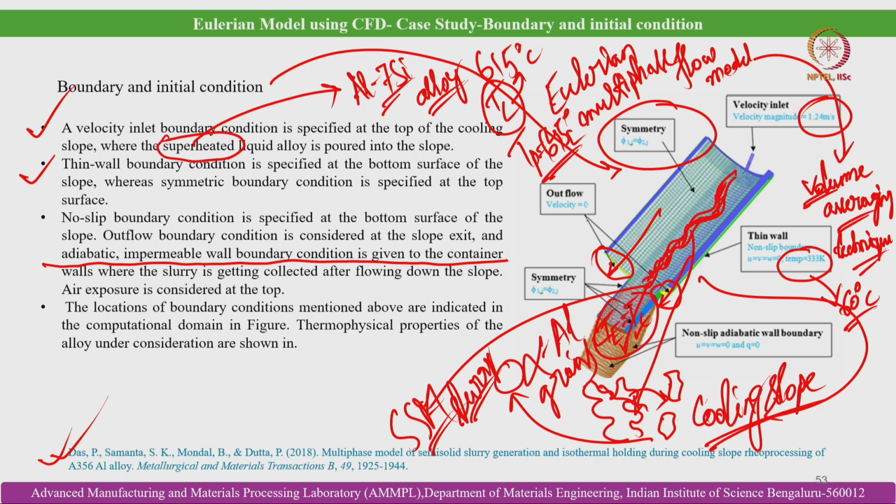So, to achieve this condition, that is why this wall boundary of the container is specified as an adiabatic impermeable wall. Okay. So, this is where the slurry is getting collected after flowing down the slope, and air exposure is considered at the top. So, you can also understand it as inert gases floating at the top of the flowing melt, which is undergoing partial solidification. So, the locations of the boundary conditions mentioned above are indicated in the computational domain. So, it is shown over here, and the thermophysical properties of the alloy under consideration can be observed from this publication that is cited here.